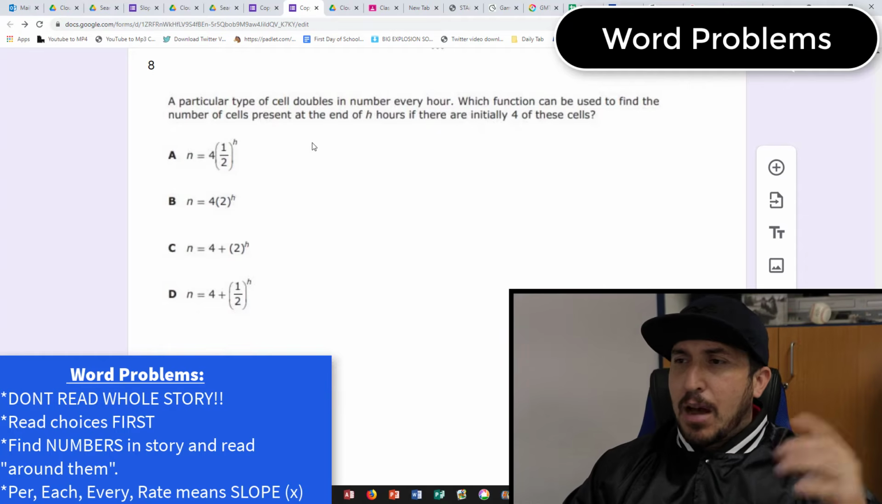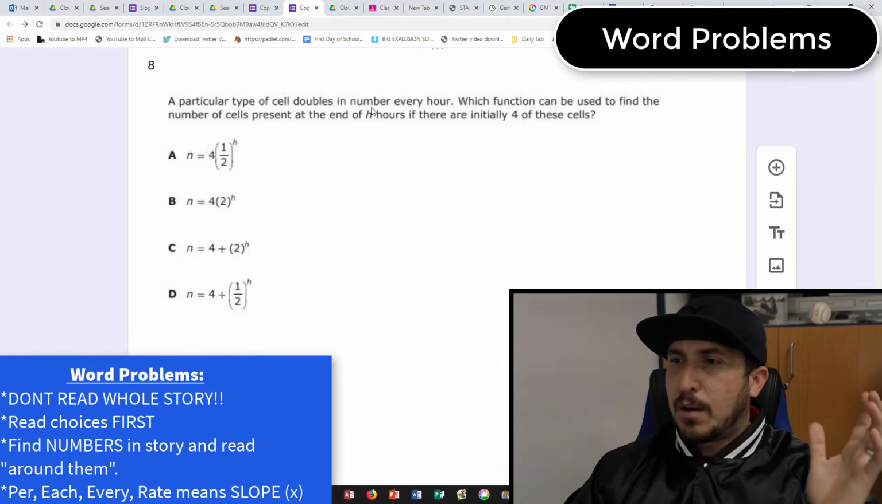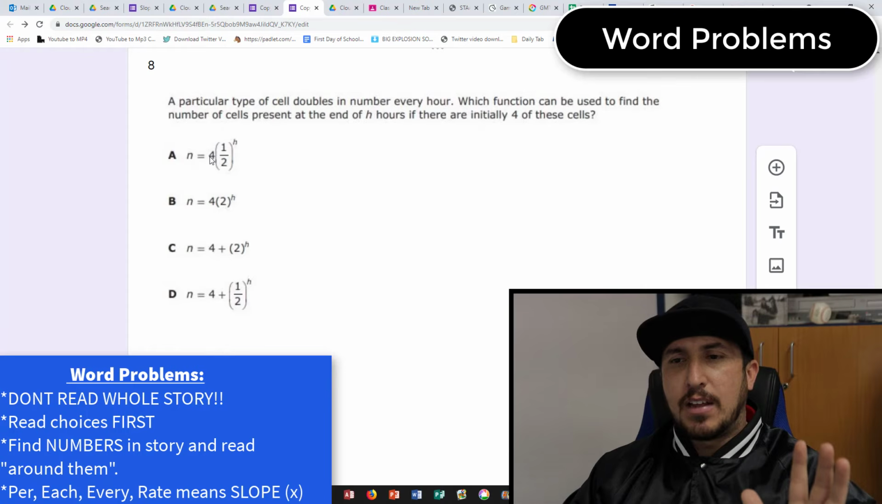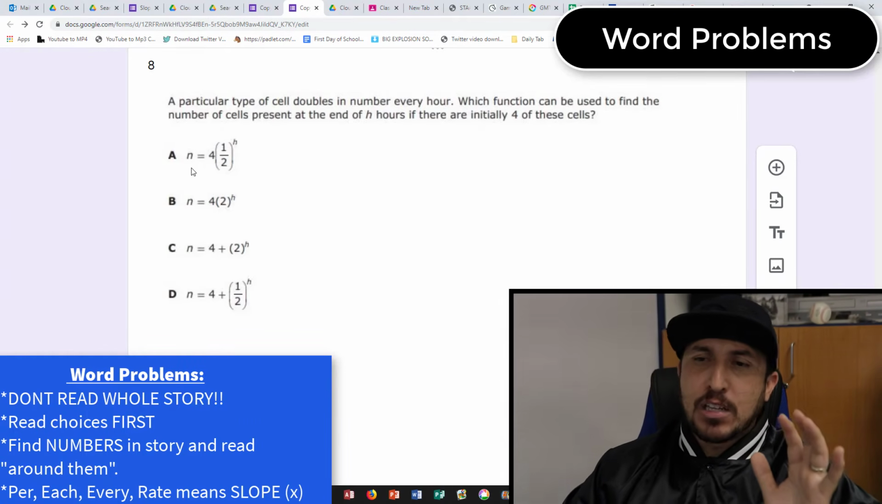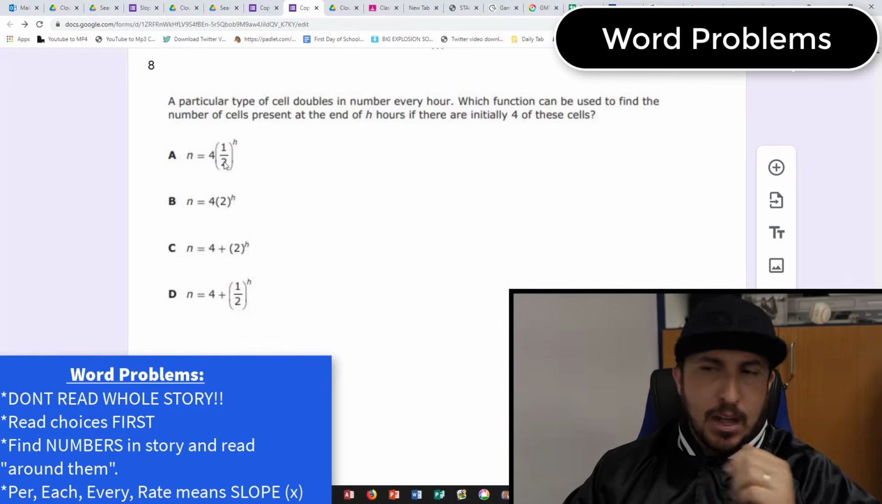Next one, here we go. Blah, blah, blah. Function of the cell. Okay, what's particular? I got an equation. Let's see what's up. Which function can be used if initial there is 4. So put the initial in the front. The 4 goes in front. A has it, B has it, C has it in front too, but there's a plus. That's weird. I'm used to it looking like A and B. C is weird, D is weird. I don't like those.